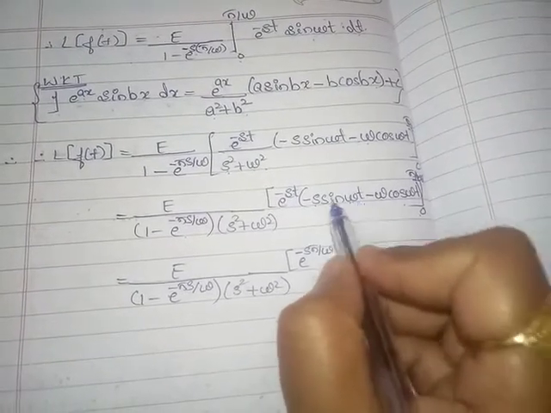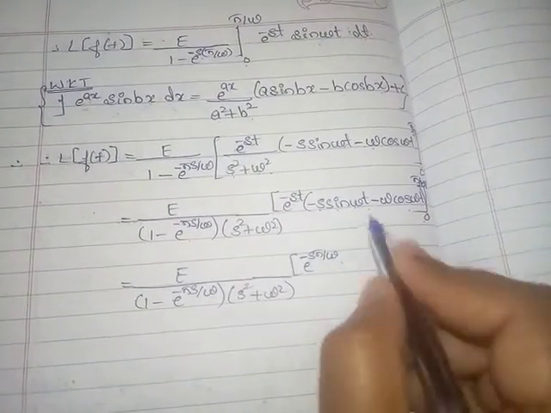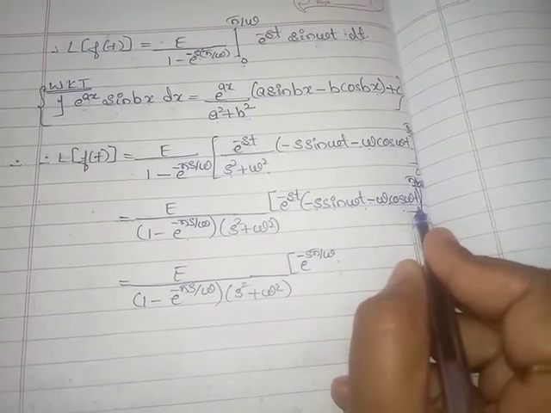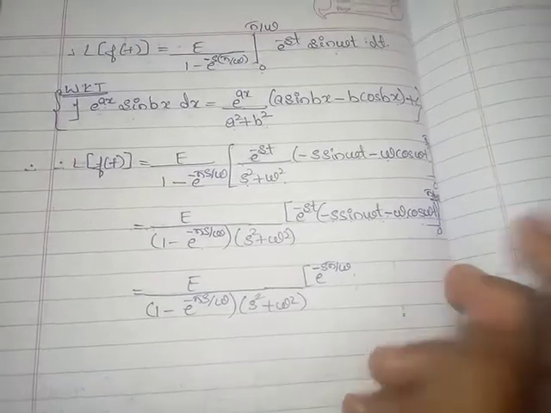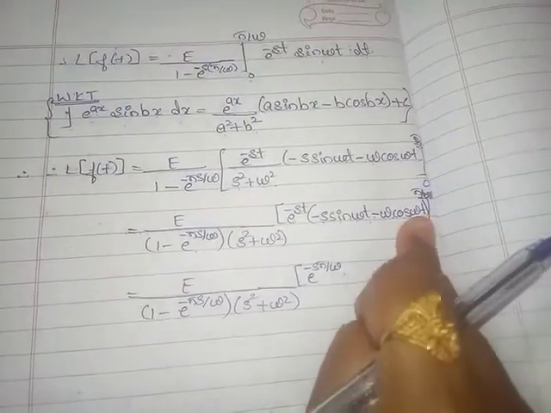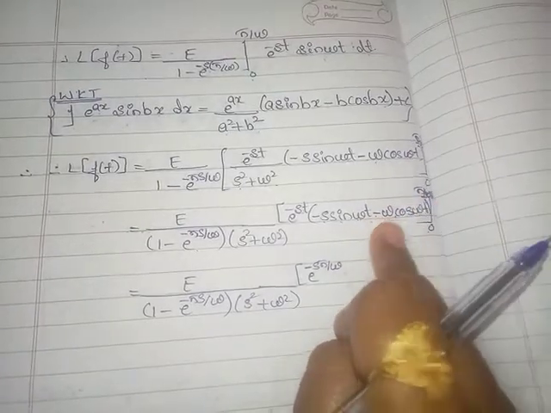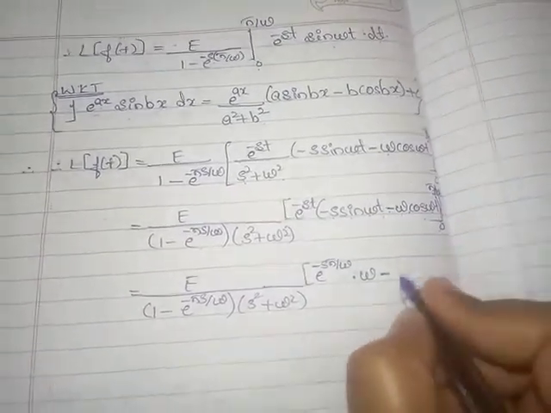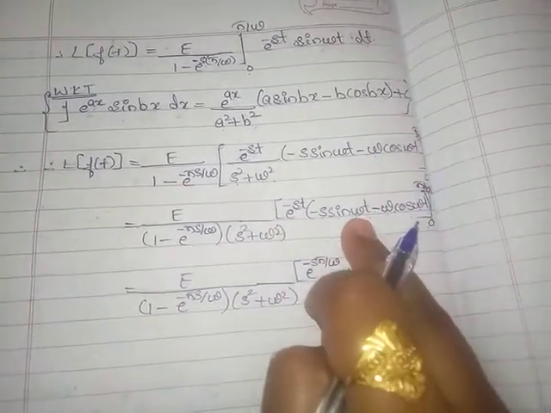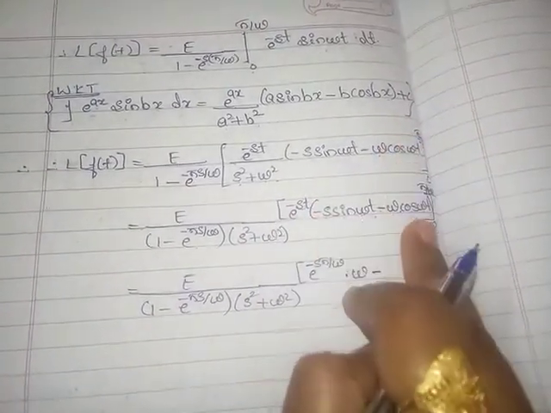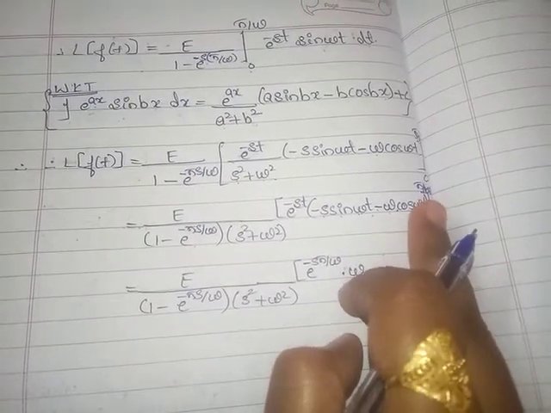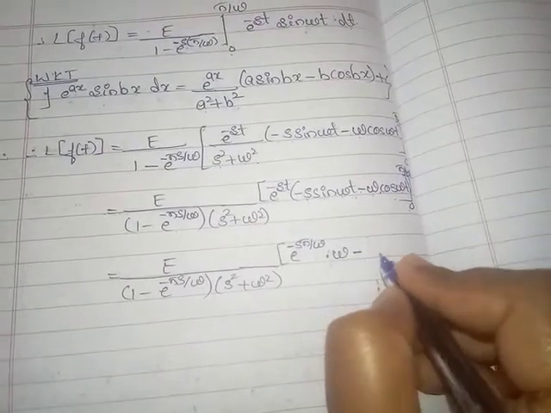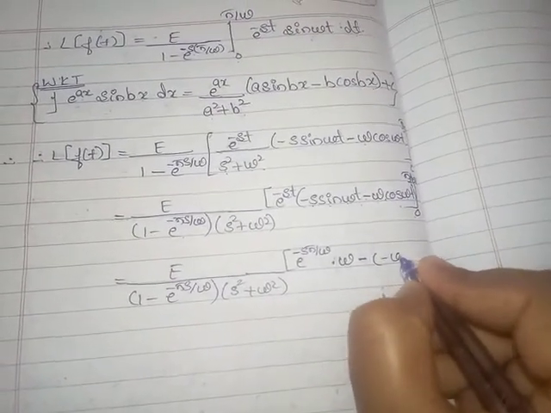Omega gets cancelled, sin pi value is 0, and this is minus omega into cos omega into pi by omega. Omega gets cancelled, cos pi value is minus 1, therefore minus into minus omega is plus omega. Minus lower limit, e raised to 0 value is 1, sin 0 is 0, something into 0 is 0, and cos 0 is 1, 1 into minus omega, therefore it is simply minus of minus omega.